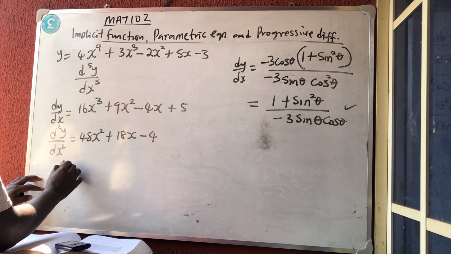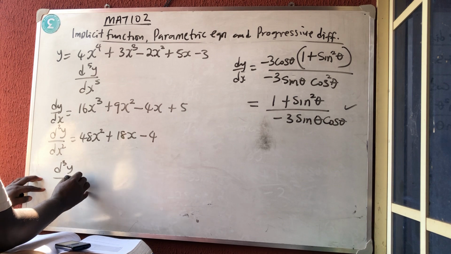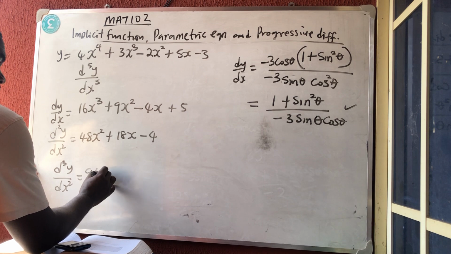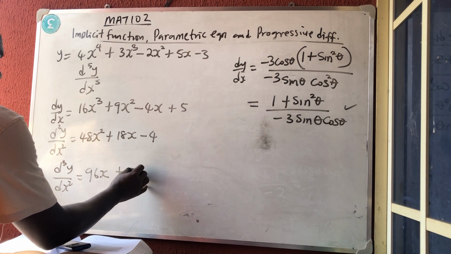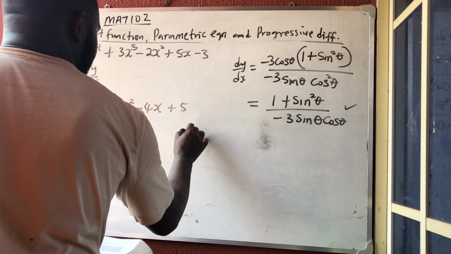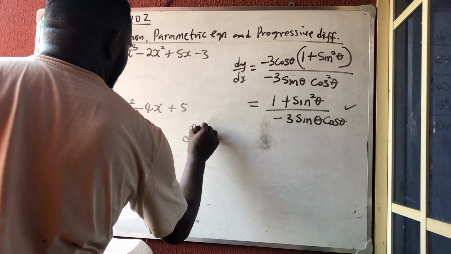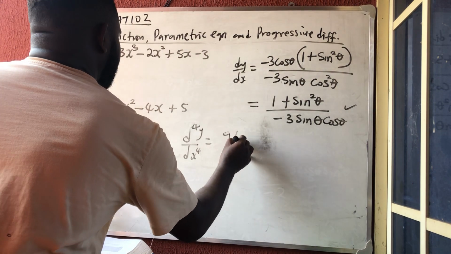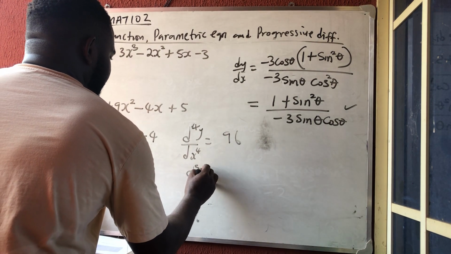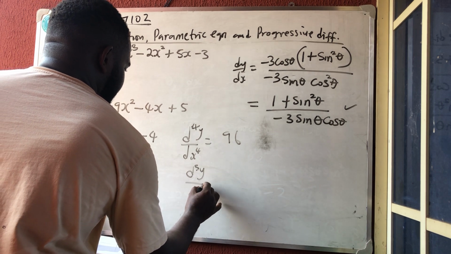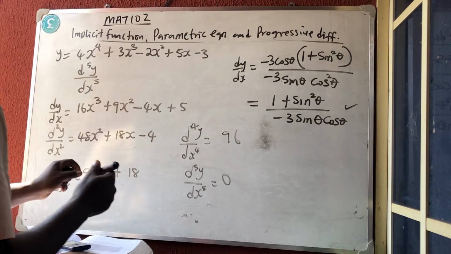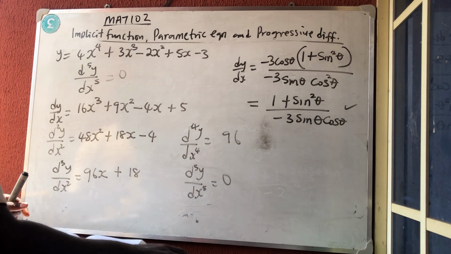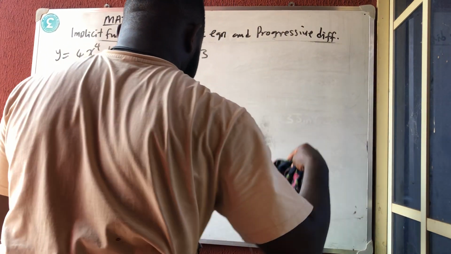The third one. So 48 times this, I think, is 96. So I'm having 96x, okay, plus 18. This one is gone. The fourth one is the d4y over dx4, which is what? 96. Then the fifth one, the d5y over dx5 is what? The differentiation of the constant is 0. So the answer to this is 0. As simple as that. So one more question, then we are done.